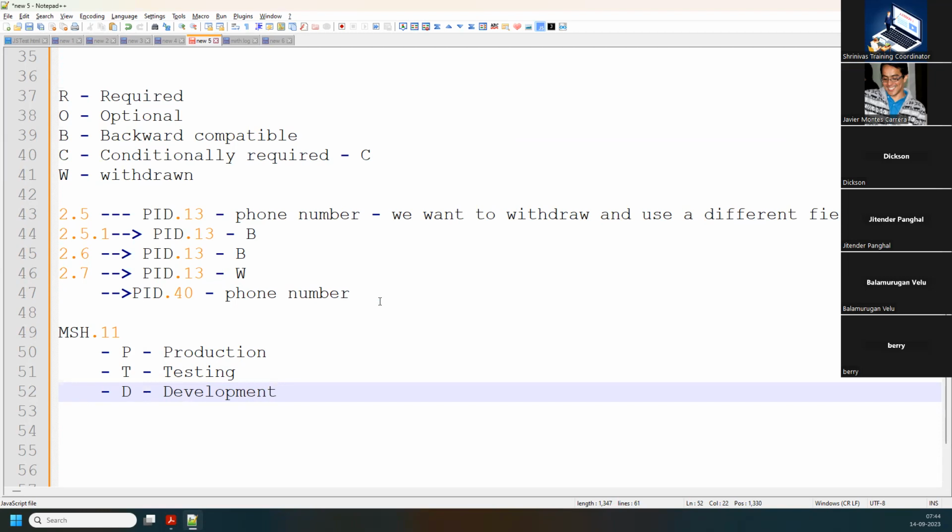And if we receive T or D into production, then we usually do not encourage transacting that message. We'll basically go ahead and fail that message in the system, or filter that message in the system. So that's what we will usually do whenever you have anything other than P in production.